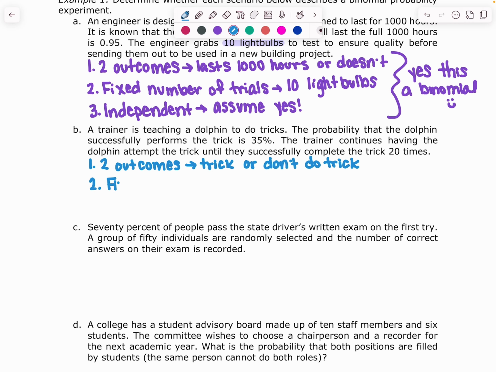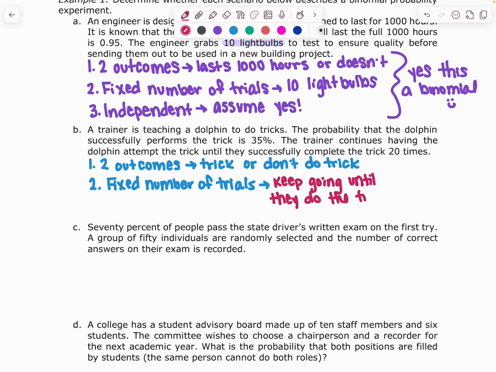Second condition, do we have a fixed number of outcomes? Or sorry, fixed number of trials? No, we don't. All we know is that the dolphin is going to keep going until they do the trick 20 times.